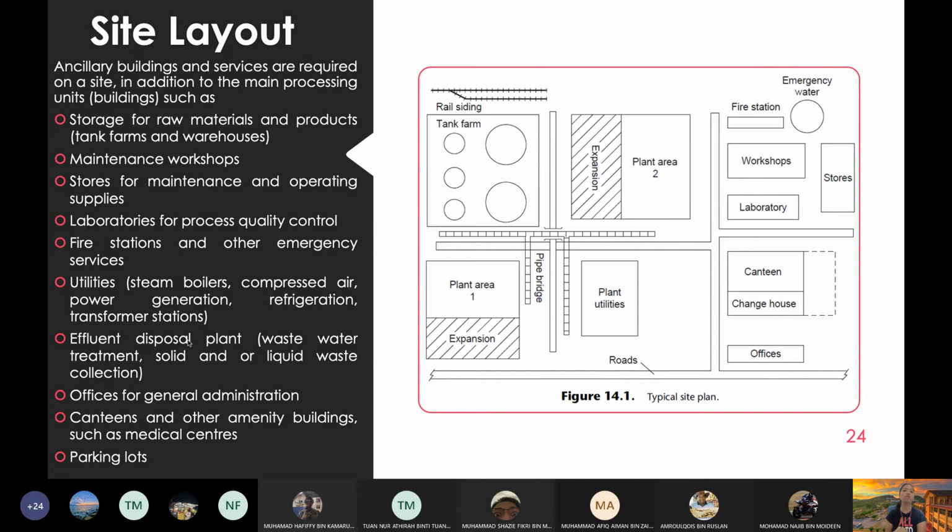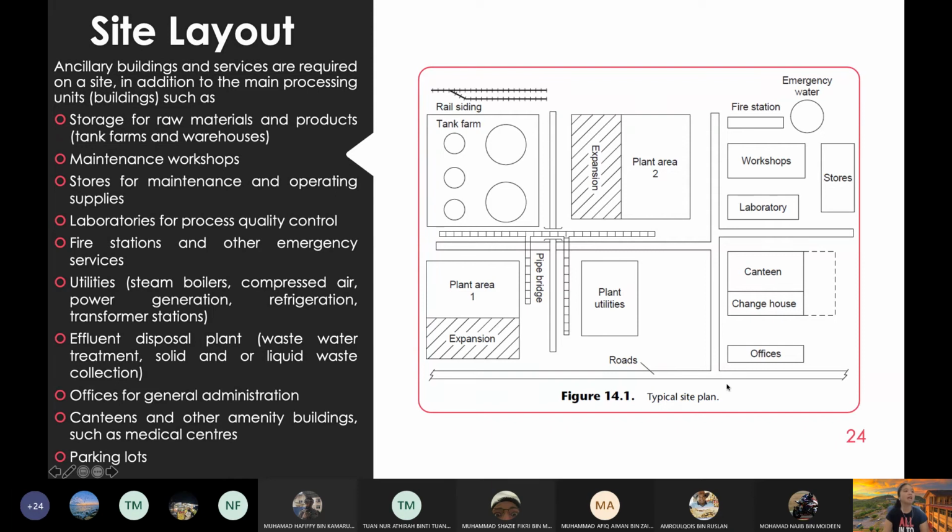Office. So you must have an office. Cafeteria, don't forget you must have a canteen. You must have a medical center, not necessarily, but at least some emergency services that can be provided for first aid treatment before you can send them to the local hospitals. And then parking lot. You must have a parking lot, because if not, your workers have no place to park their transports.